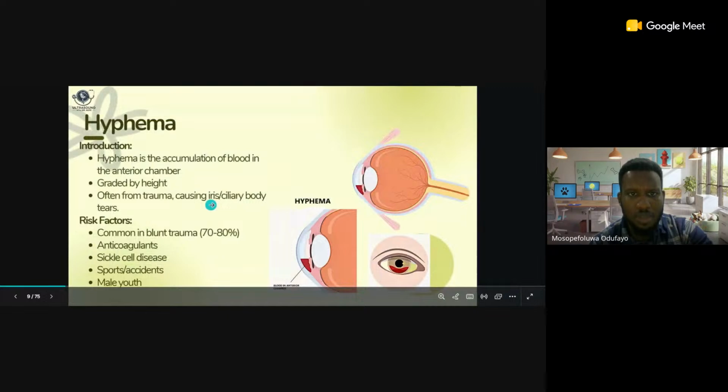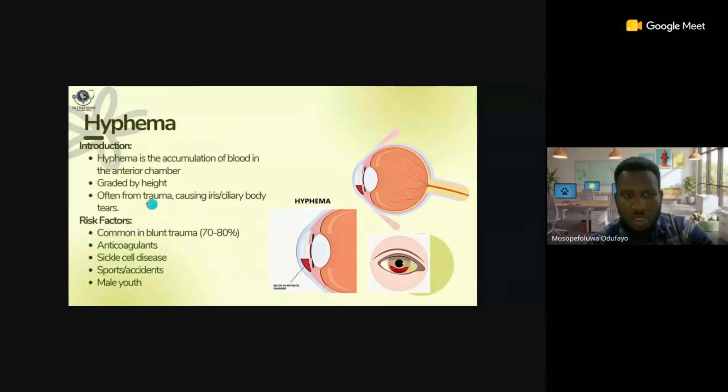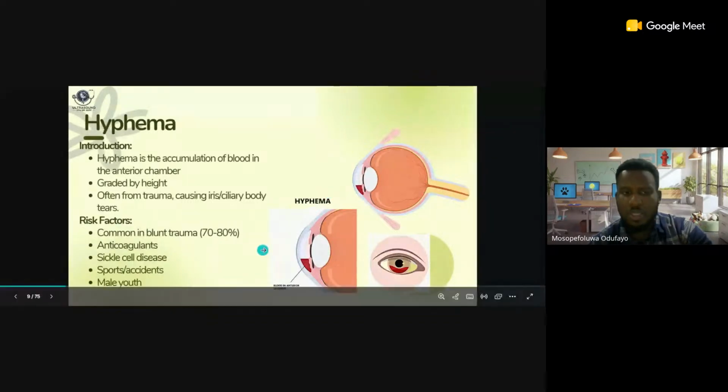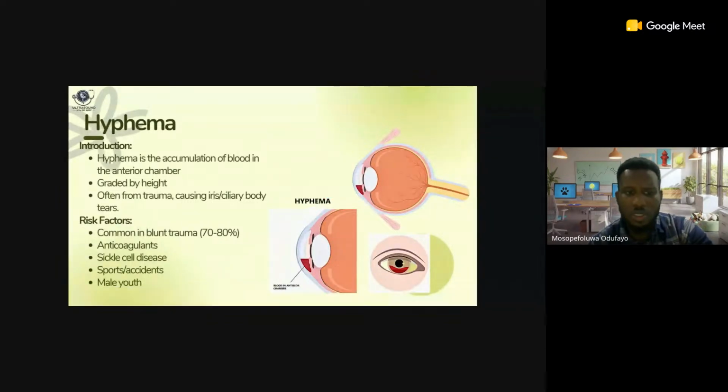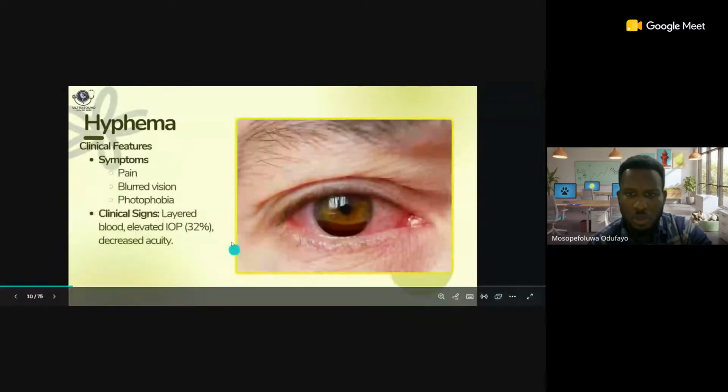Next condition is what we call a hyphema. This is an accumulation of blood, as you can see, in the anterior chamber. And usually it is graded by height, that's for the ophthalmologists, and often from trauma. Is that okay? Many times it would usually be associated with iris or ciliary tears. Blunt trauma is a risk factor. Anticoagulants, sickle cell disease, sports or accidents, or male youth, because they go through a lot of trauma.